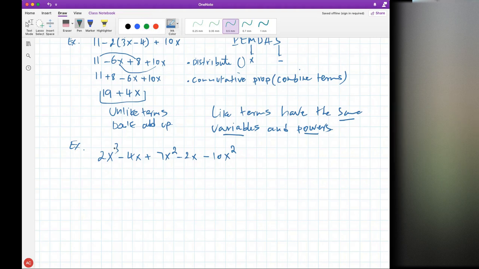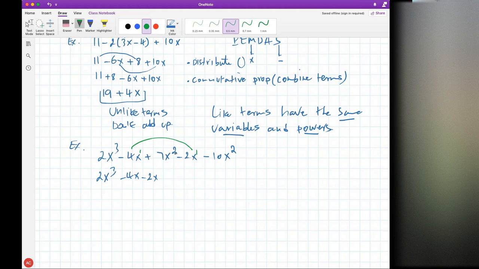So we have x to the third, and there's no other term with x to the third. So you bring it down, and it stays the same. What about this term? These are like terms. What is the power of these? 1. That's right, there's an invisible one. So those are like terms, and we're going to combine them together. We can write them here next to this one.